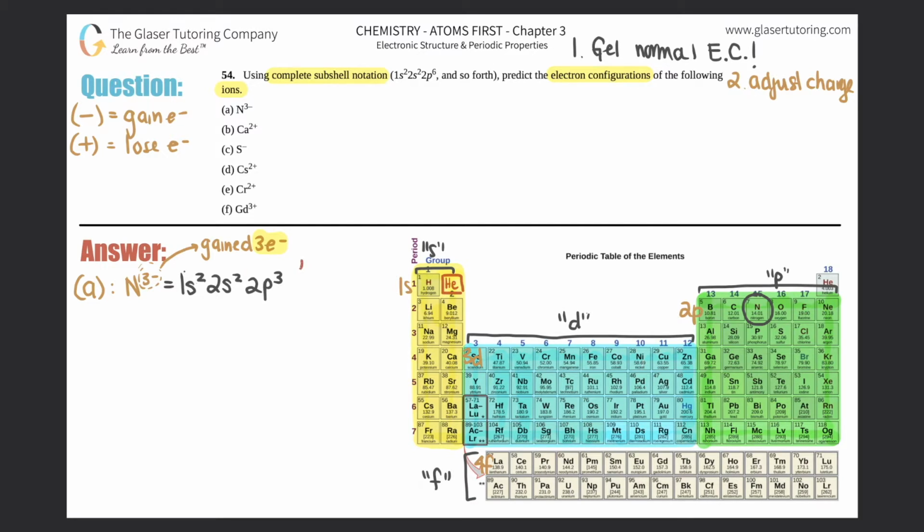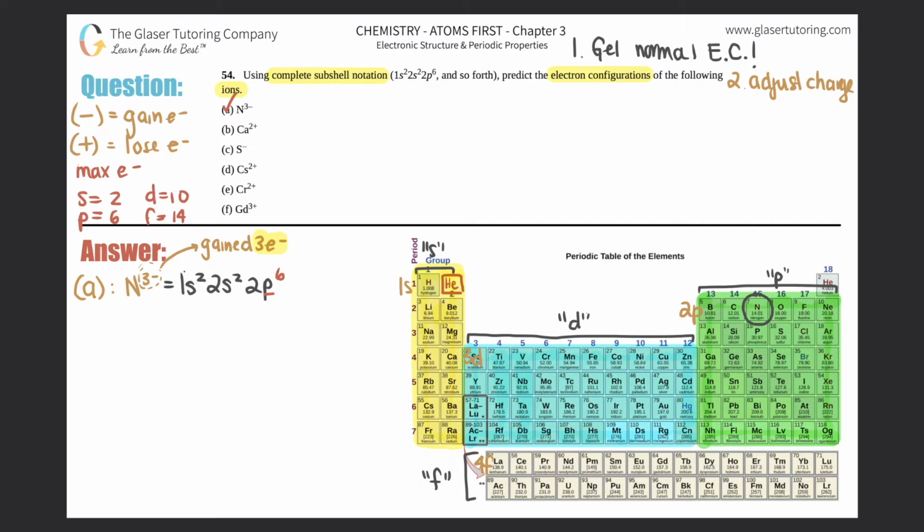In this case, I have a P, and just know that the max electrons for an S is 2 electrons. For a P, it's 6. For a D, it's 10. And for an F, it's 14. Since this is not at its limit, you can add 3 more. So instead of making it 2p3, it would turn into 2p6, because 3 plus 3 is 6. And that's it. You adjusted it. So that's the answer to A.